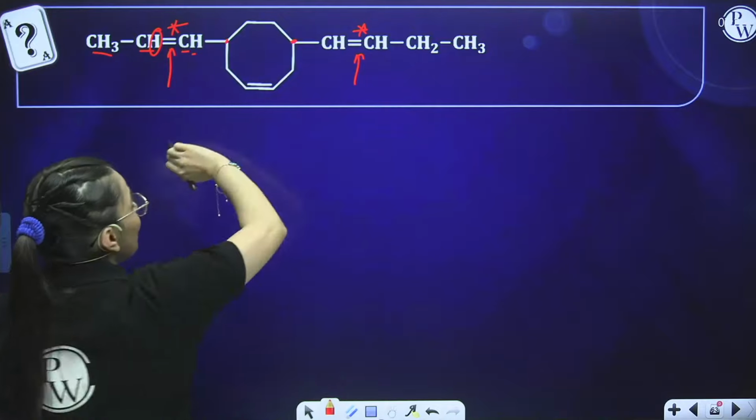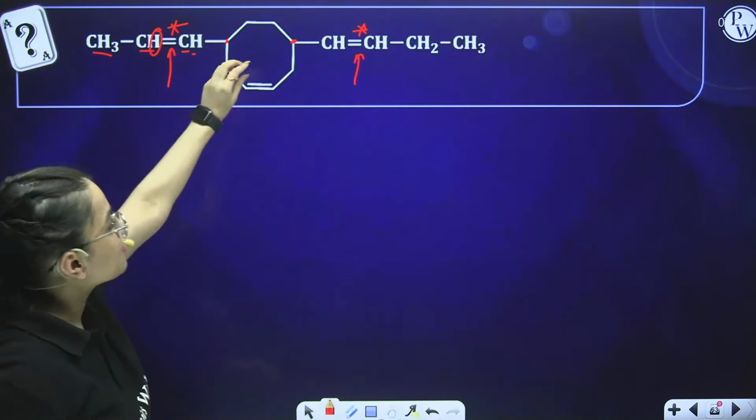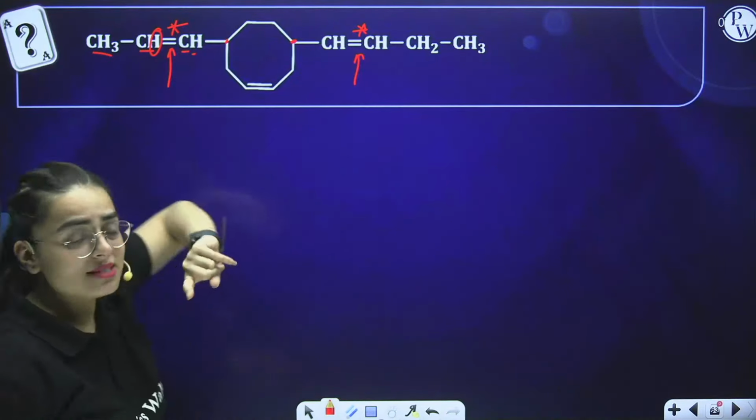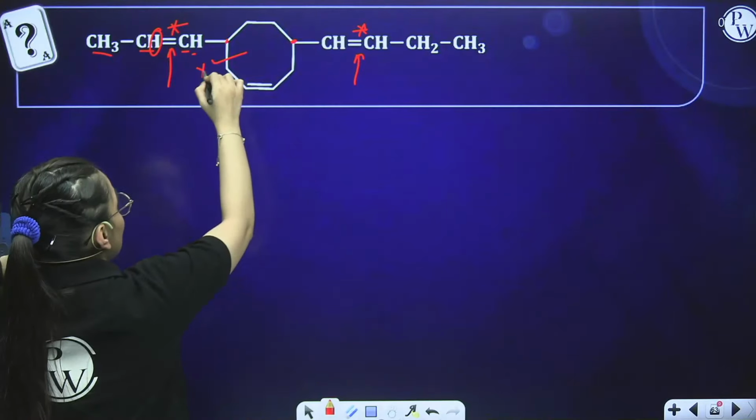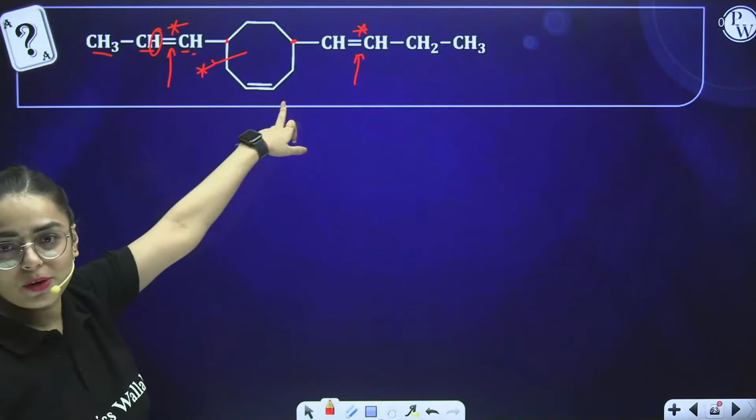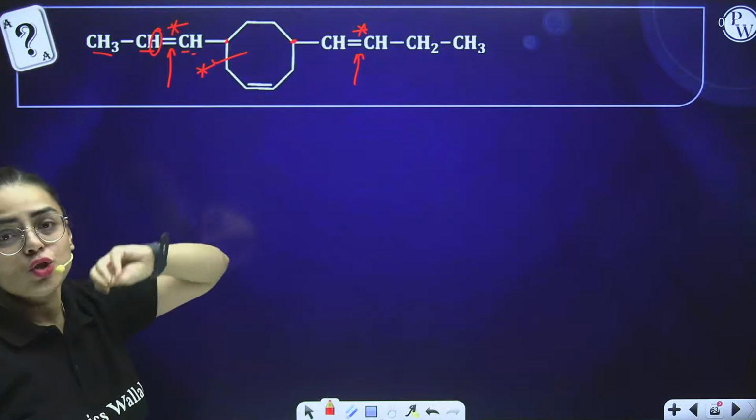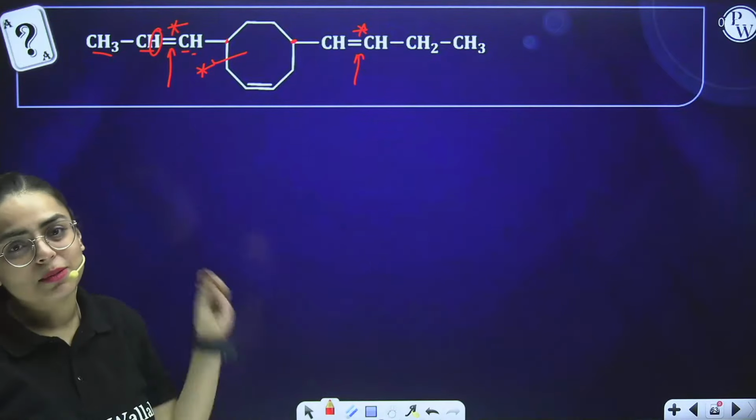Yes, it is sp3 hybridized. This group and hydrogen is present. This group and hydrogen is present. So yes, the ring will show geometrical isomerism. Now let us see whether the double bond present inside the ring will show or not. It will show when the ring is 8-membered or above.